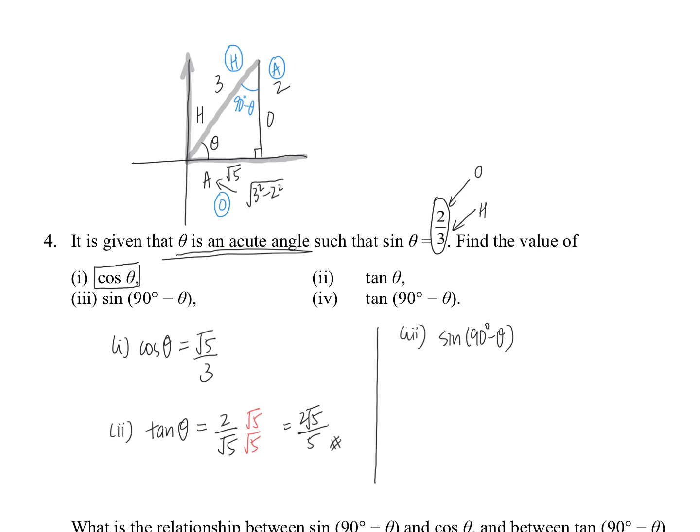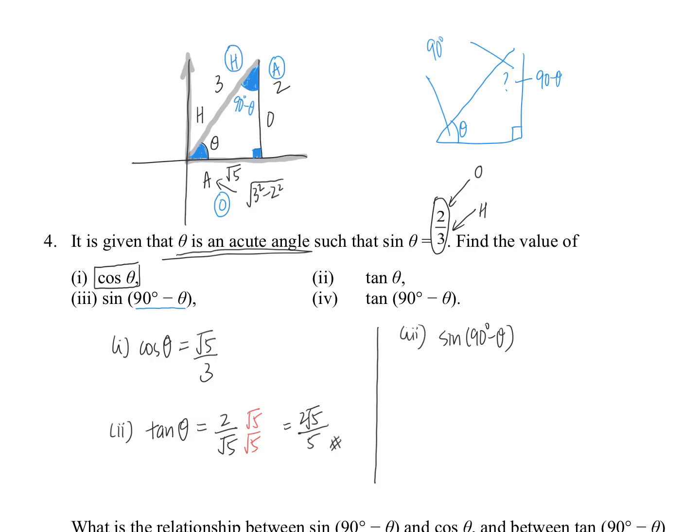How do you know that value? Because they want 90 minus theta. This is 90 already, right? The other two angles must add up to 90 also. So if this is theta, this is the 90 minus theta. Again, this is 90 already, so it tells me that these two must be 90 also. Since this is theta, what is this? That's why when they say 90 minus theta, they are referring to the other acute angle.